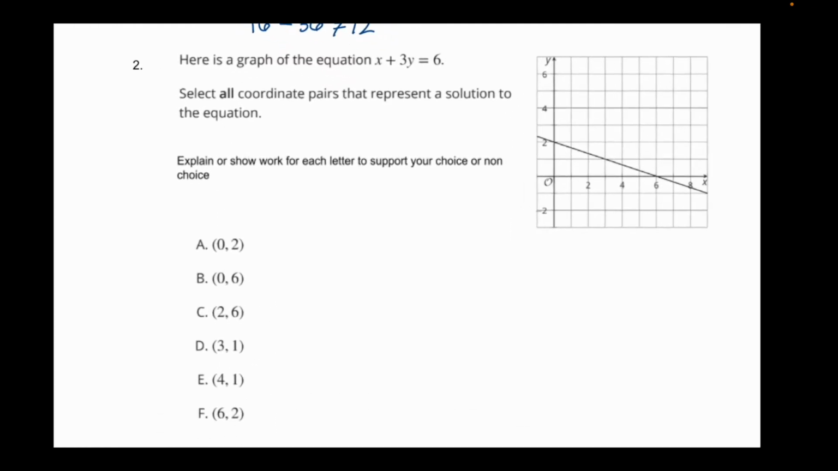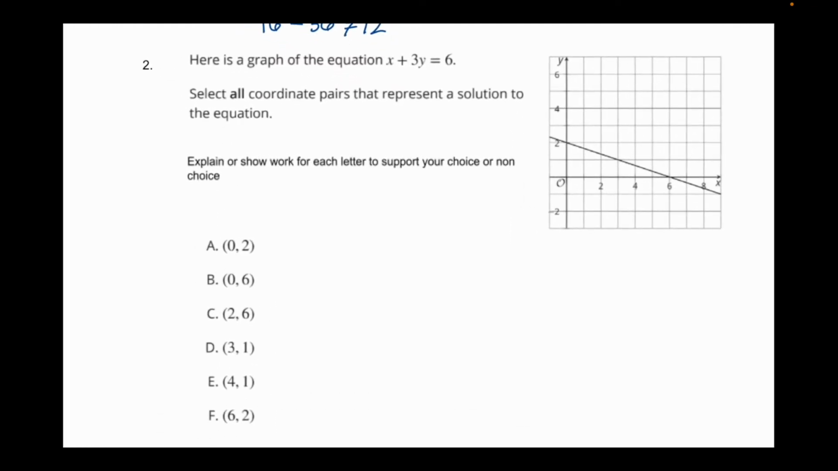Question 2, we have a graph of an equation. That equation is x plus 3y is equal to 6. We want to select all coordinate pairs that represent a solution.